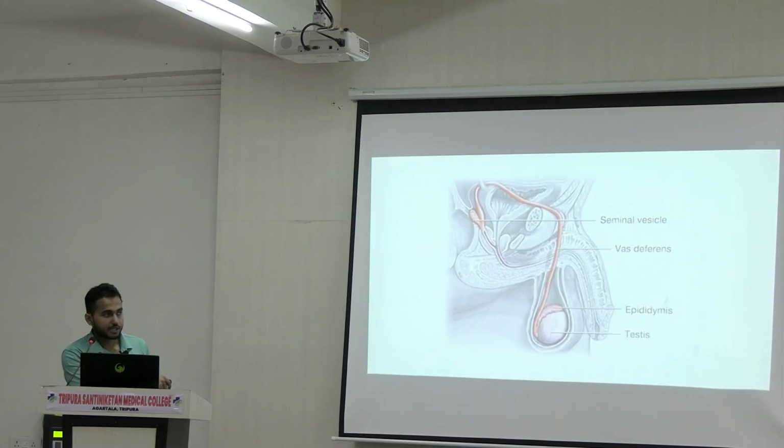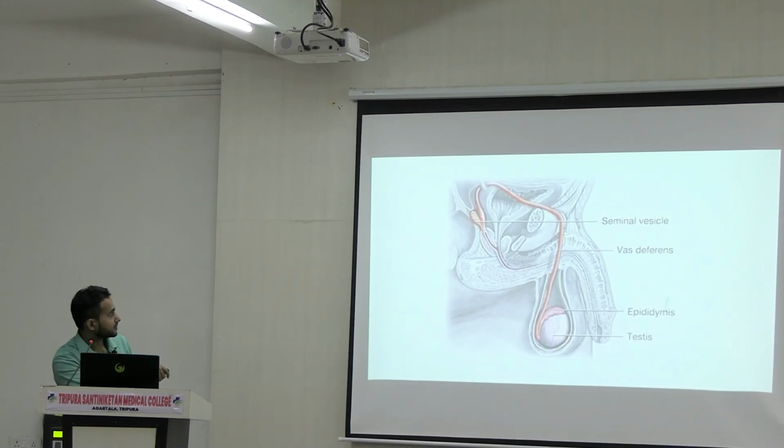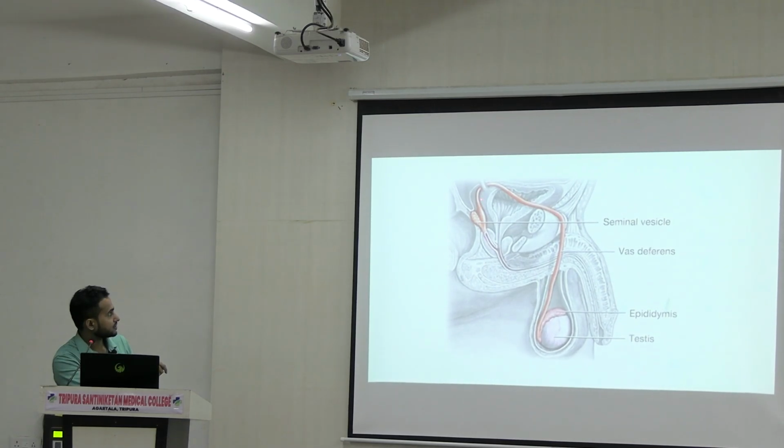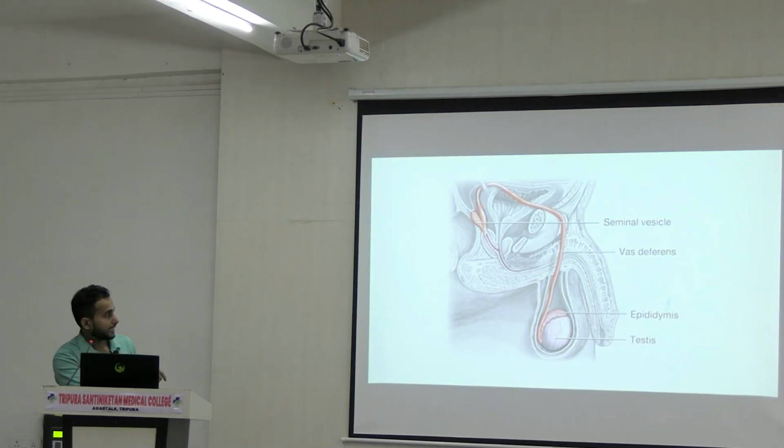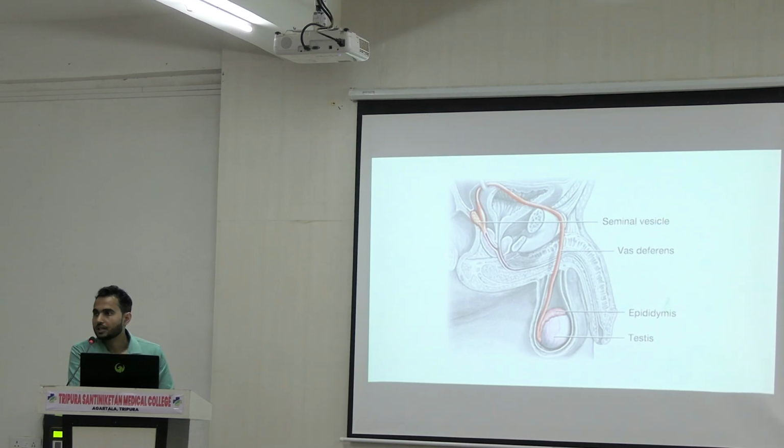Now in this particular diagram, can you see what this is? This is the vas deferens. At the terminal part, it is dilated to form the ampulla. Next, the seminal vesicles are present. The duct of the seminal vesicle and the vas deferens join together to form the ejaculatory duct. And this ejaculatory duct, where will it terminate? It will terminate in the prostatic part of the urethra.